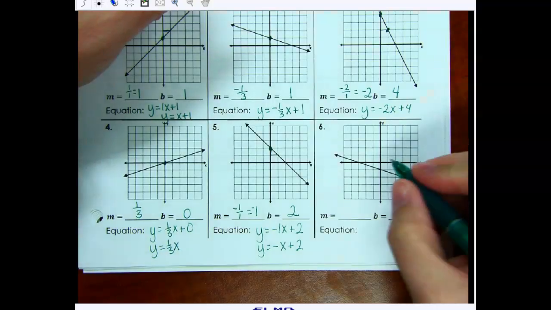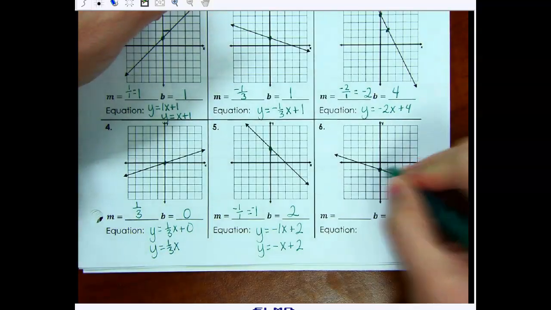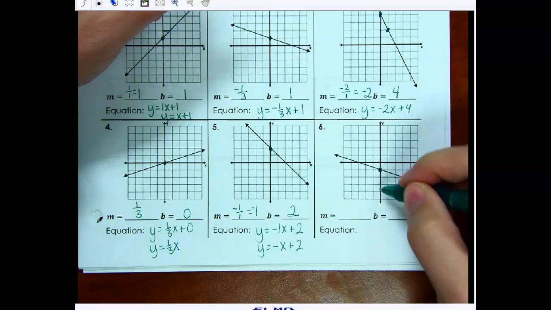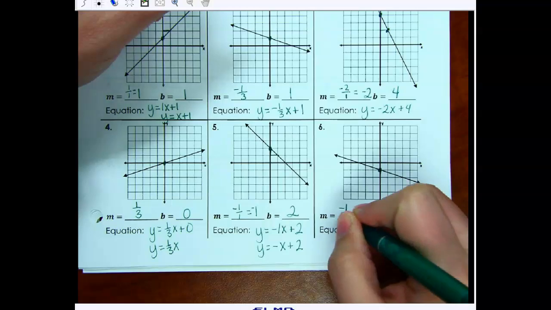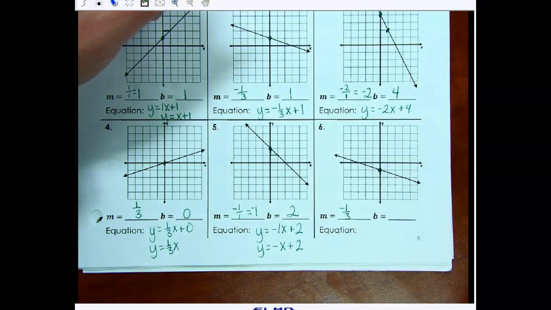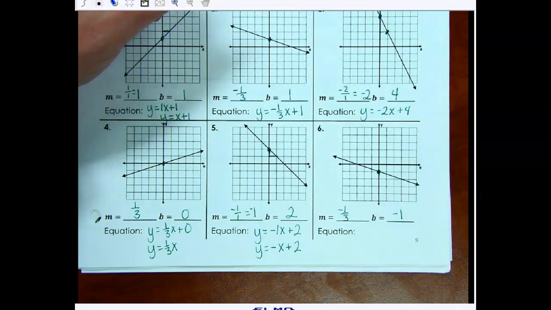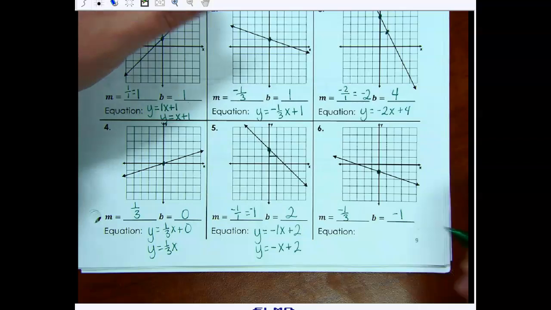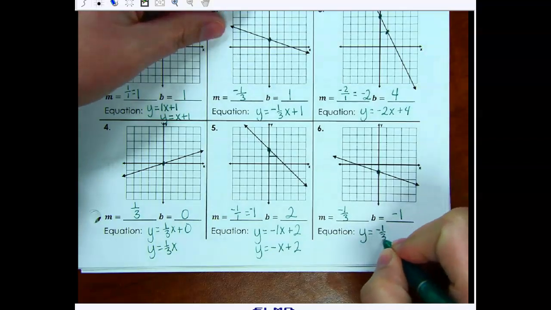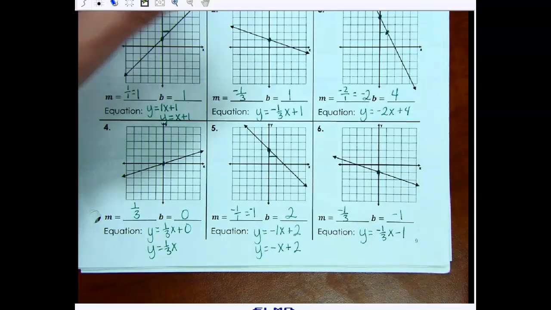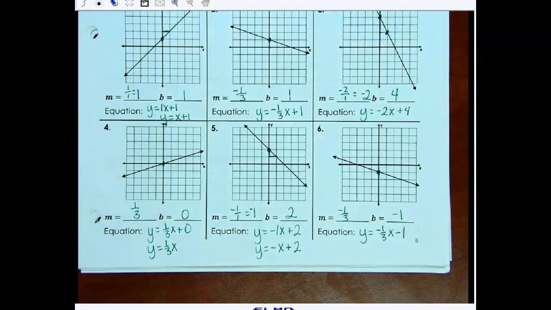All right, last one. We're going to start here, and then it looks like we're going to go down 1 and then run 1, 2, 3. So same slope as number 2, down 1 over 3. And this time we're going to cross at negative 1. So that means when you substitute in, you're going to have y equals negative 1/3 x minus 1. There's nothing to simplify, so you're just going to leave that the way it is.